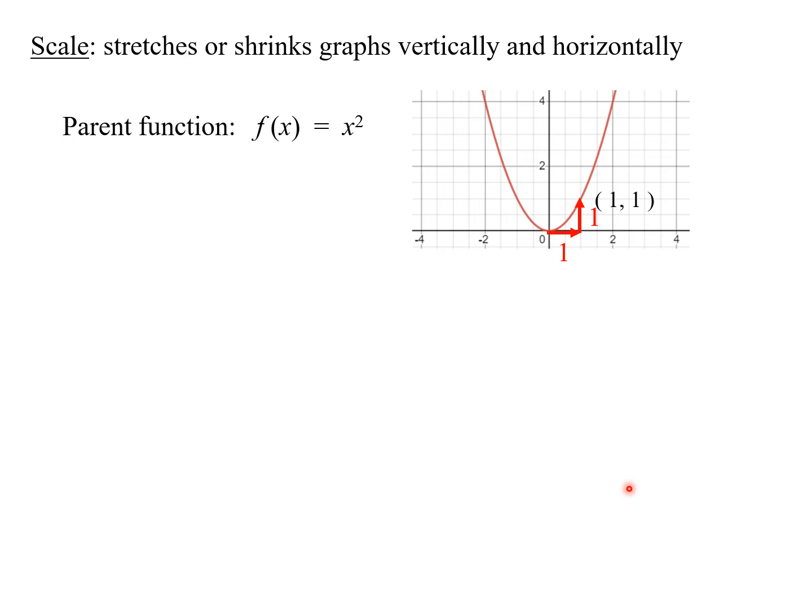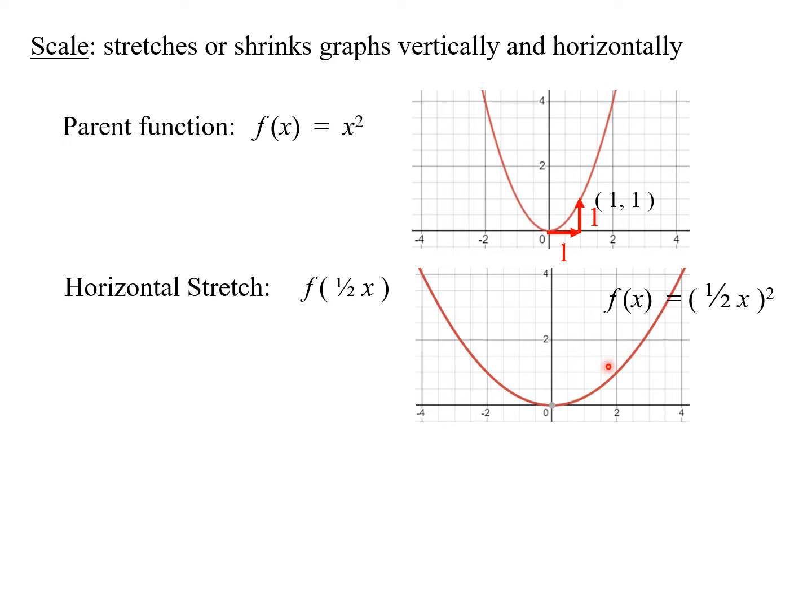Now what about horizontal stretches and shrinks? If this is the parent function, a horizontal stretch is going to look like this, f of 1/2 x. This is going to stretch it horizontally, that way. Now, it might seem weird that that's a 1/2. Mr. Tautges, why isn't that a 2? Well, it turns out to be a 1/2. We've got to keep that straight. If we go over 1 up 1 for the parent function, now we're going over 2 and up 1. If x is 2, 1/2 of 2 is 1, squared is 1. So to stretch it out horizontally, we actually put a 1/2 in there. Seems kind of weird, but that's the way it is.